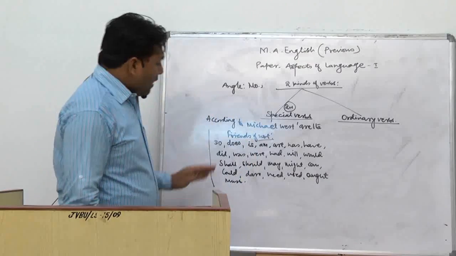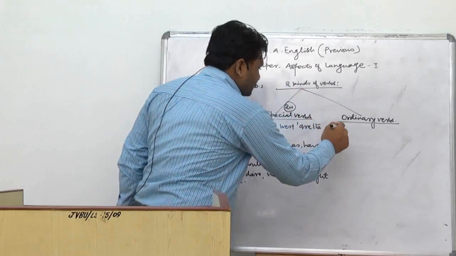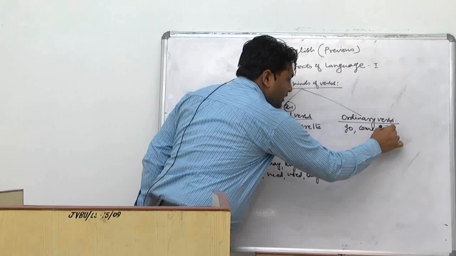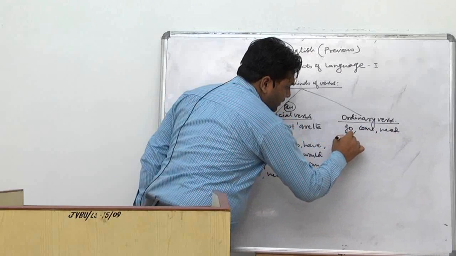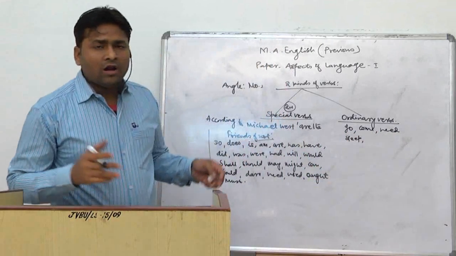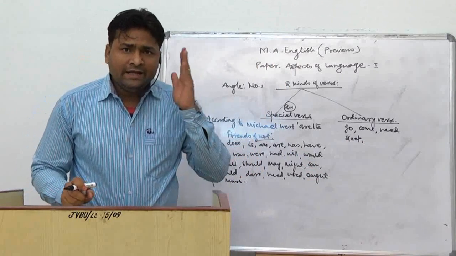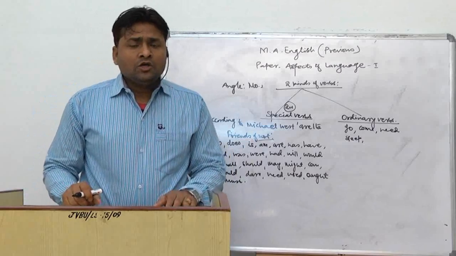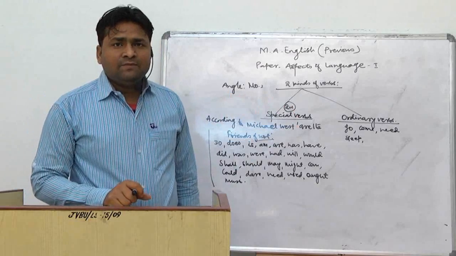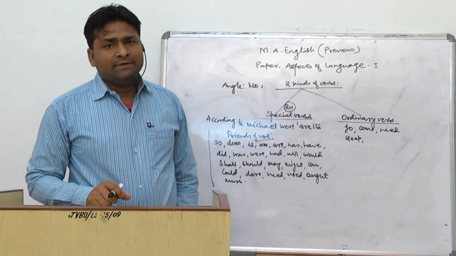Now, apart from all these verbs, the rest are ordinary verbs. For example, go, come, sleep, etc. All other verbs are ordinary. Why are they ordinary? Because you can't use not along with these verbs. That is why these verbs are called ordinary verbs.